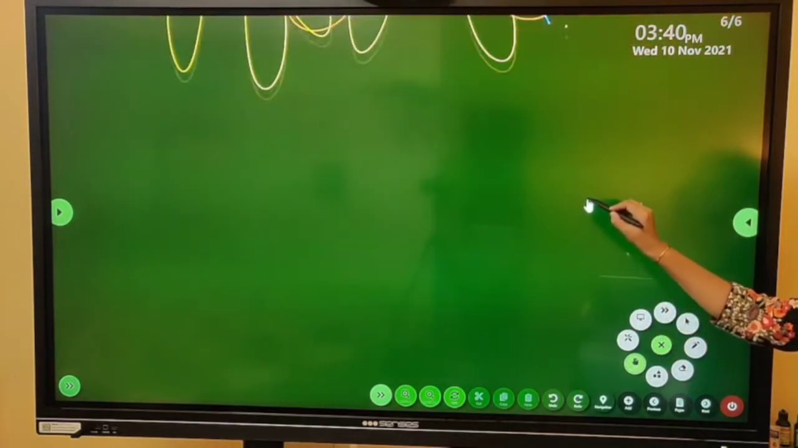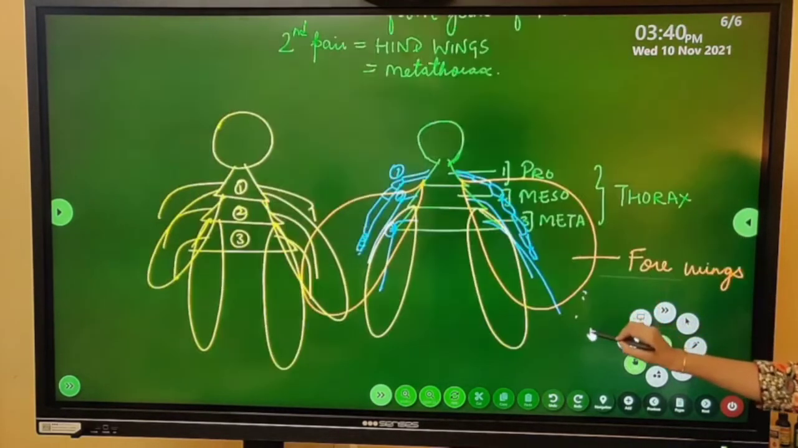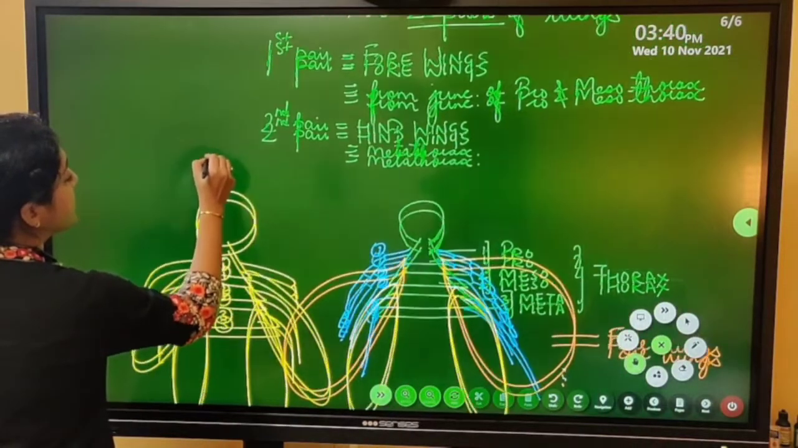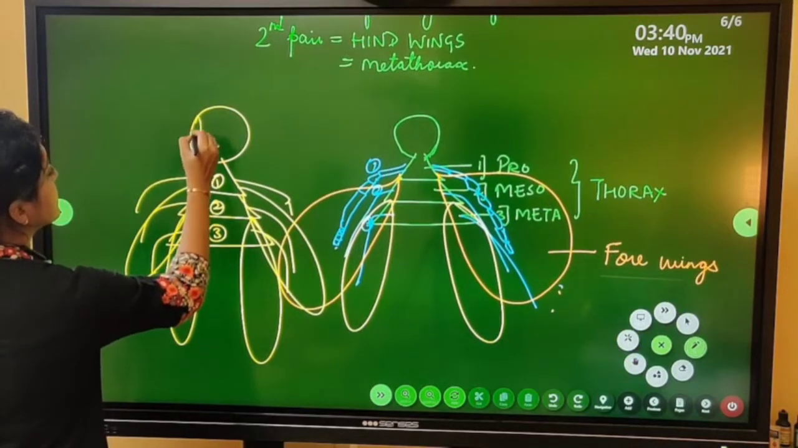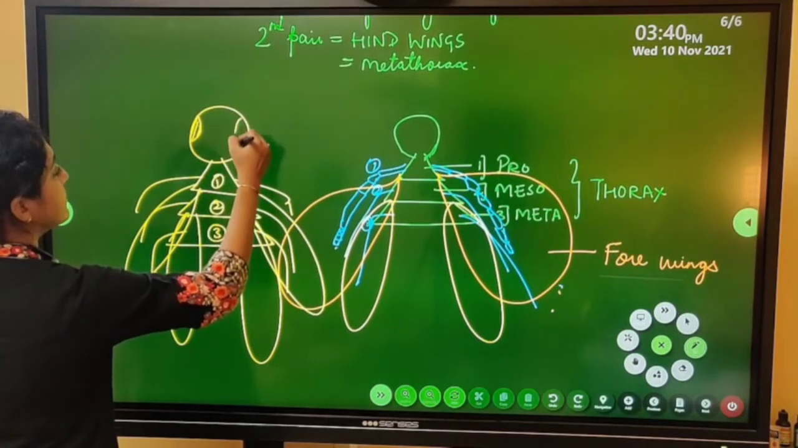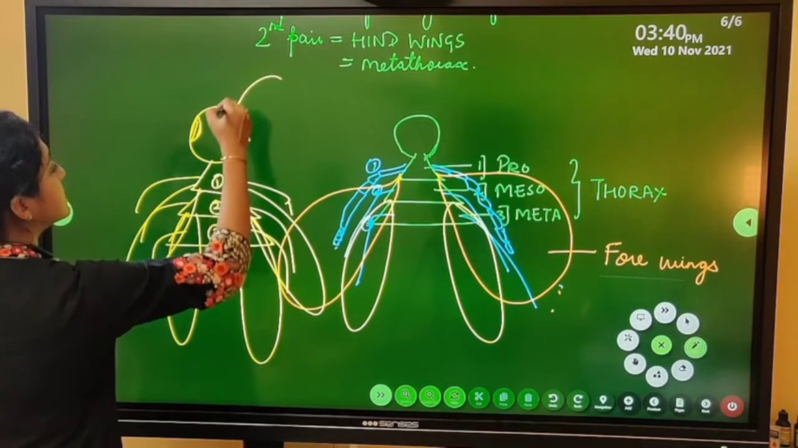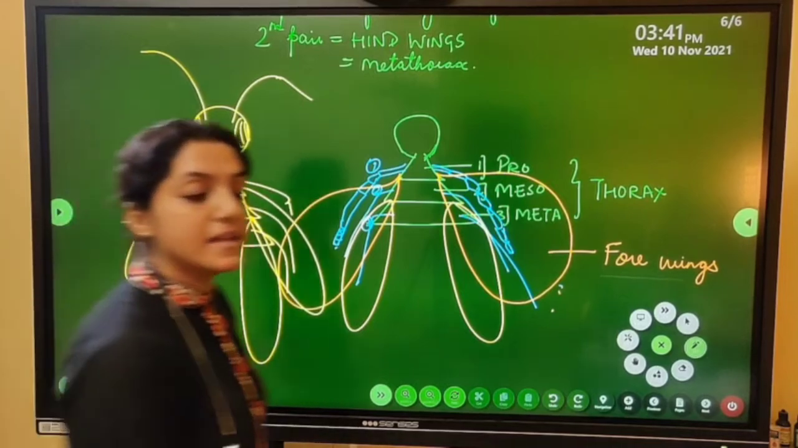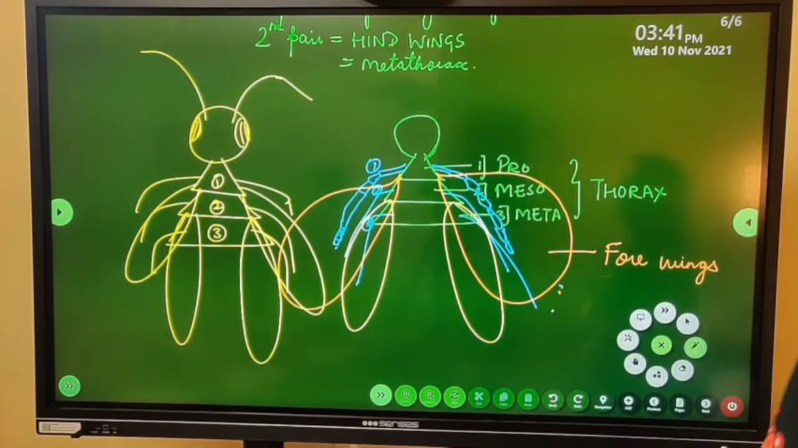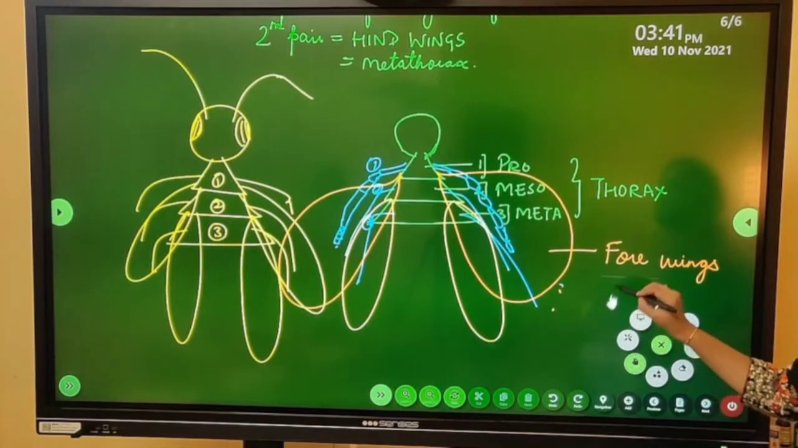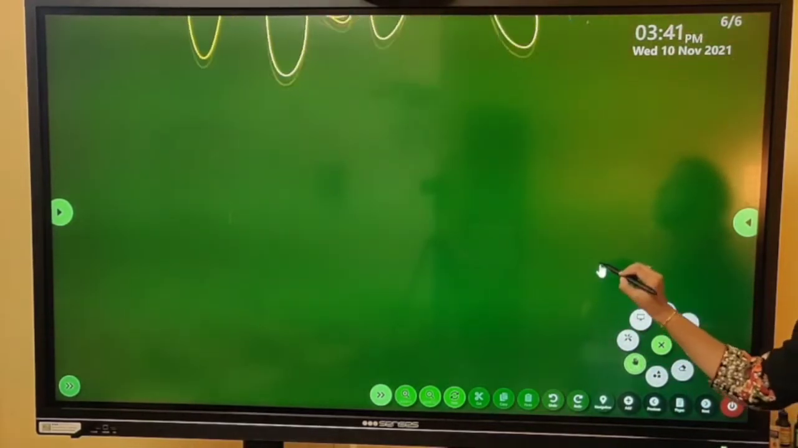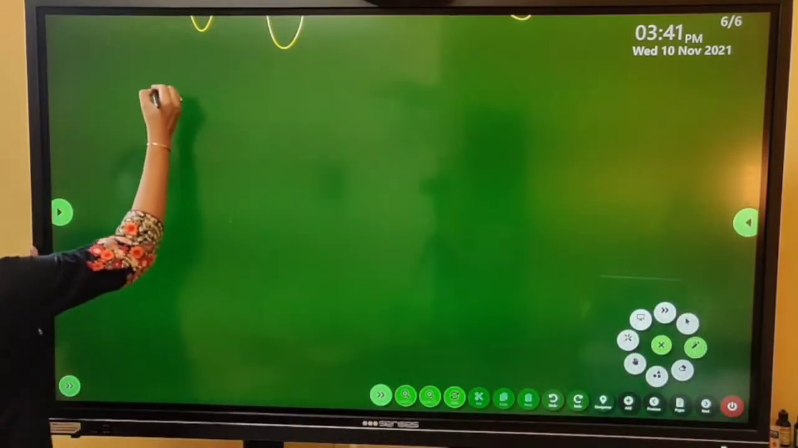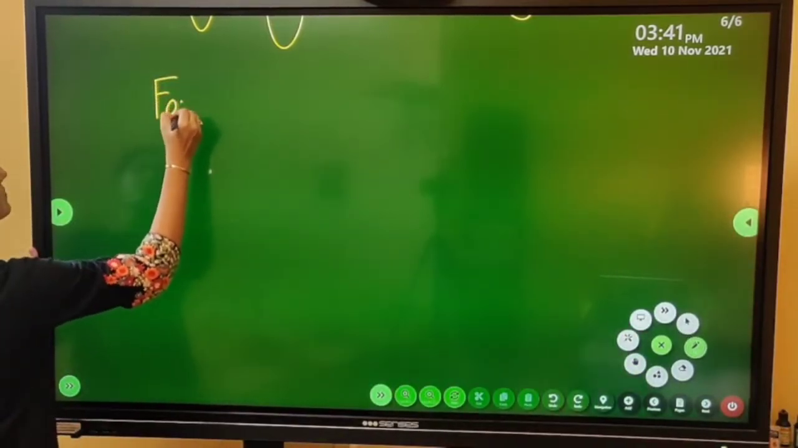Fore और hind wing के क्या characters रहेंगे? We can do the compound eyes also over here. यहाँ पे 2 compound eyes रहेगी lateral side में head के. This we will see. 2 compound eyes and antennae. And now let us write the differentiating features between the forewings and the hind wings. So अगर हम forewings को देखेंगे, forewings.